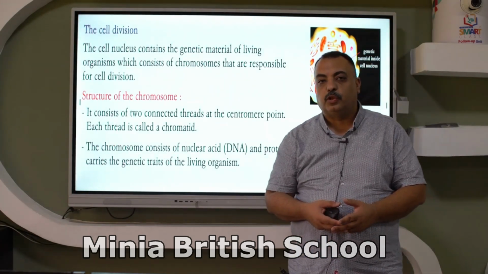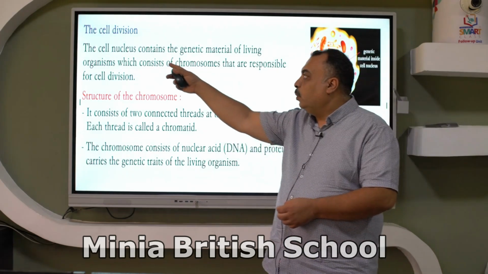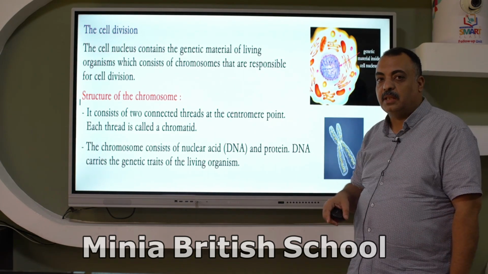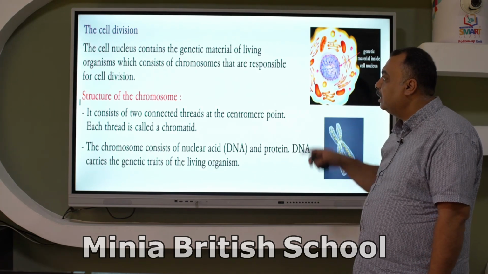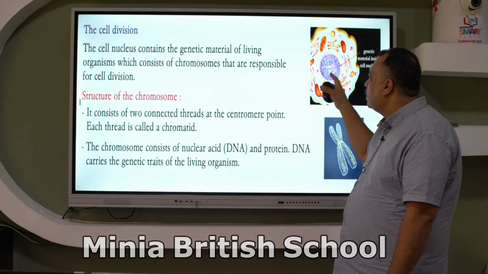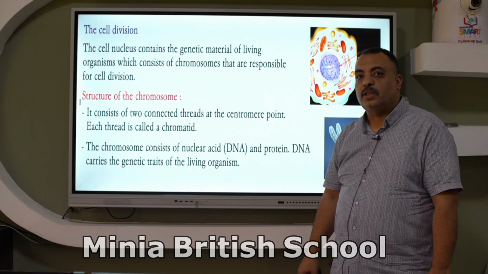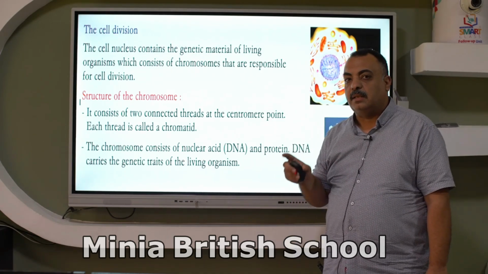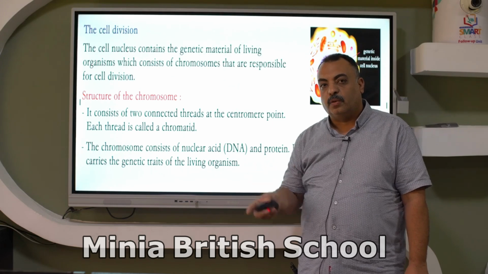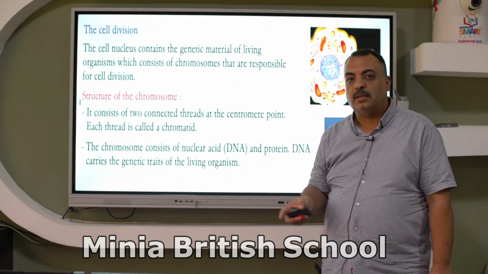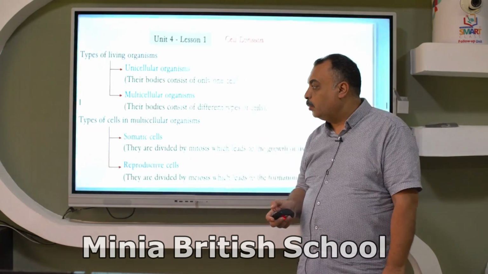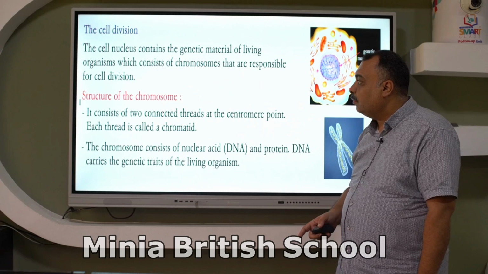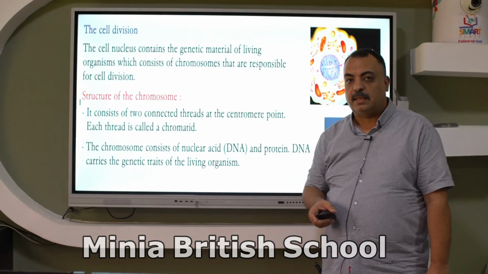Firstly, we will talk about cell division in general. Mainly, we have the nucleus here in the cell. Here is the nucleus, which includes the genetic material inside it. This genetic material mainly consists of chromosomes, which are responsible for the cell division. The cell division has some aims: in the somatic cells, to produce another cell of the same properties and identical to it, and in the reproductive cells, to produce sperms and ovum. So cell division is important for the living organism.